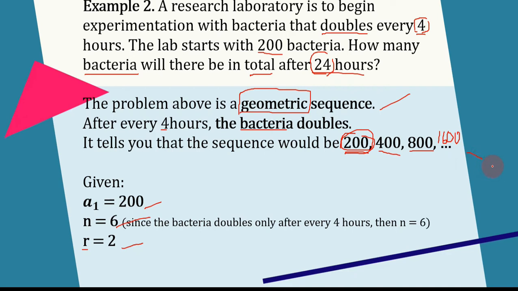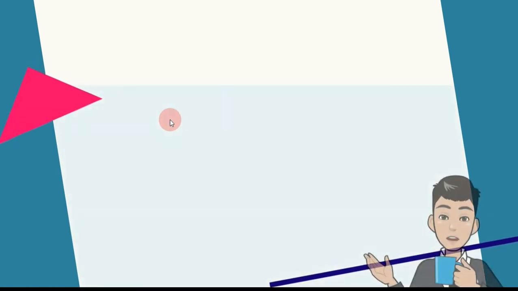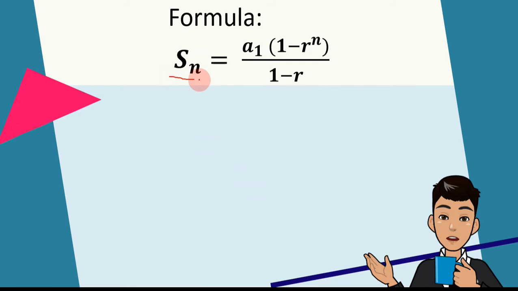natin. Okay? So, we have this one. How are we going to have that? We are going to use the formula for the sum of the n term ng geometric sequence. Diba? Naalala pa po ba ito? Yes po, sa ating module number 3. Okay. So, S sub n is equal to the first term multiplied by the quantity 1 minus r raised to n all over 1 minus r.